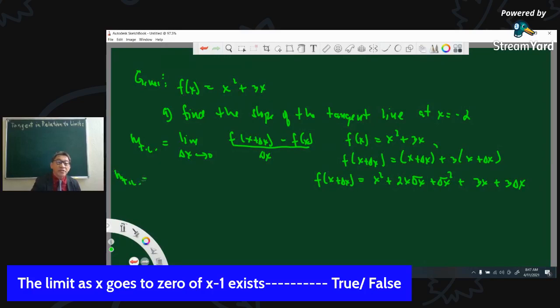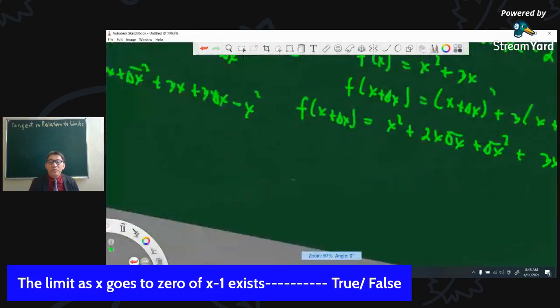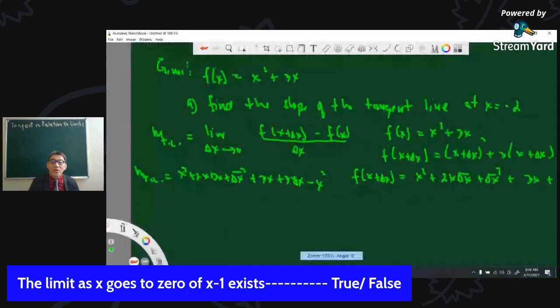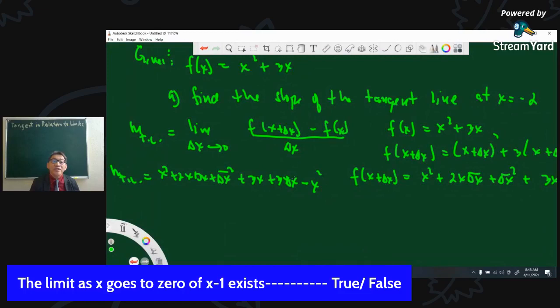So m tangent line is equal to x squared plus 2x delta x plus delta x squared plus 3x plus 3 delta x, minus x squared, minus 3x, all over delta x. Now, don't forget the limit. This has to have a limit as delta x approaches zero.